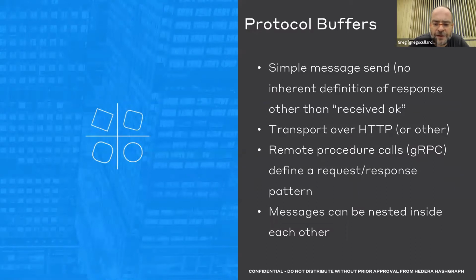And messages can be nested inside each other. So when we're looking at some messages later on, you'll see that we define things like an account ID, which is made of three numerics. And that account ID message is then used, peppered throughout the API wherever an account ID needs to be used. So that level of reuse is highly useful in ensuring some level of consistency within the API specification.